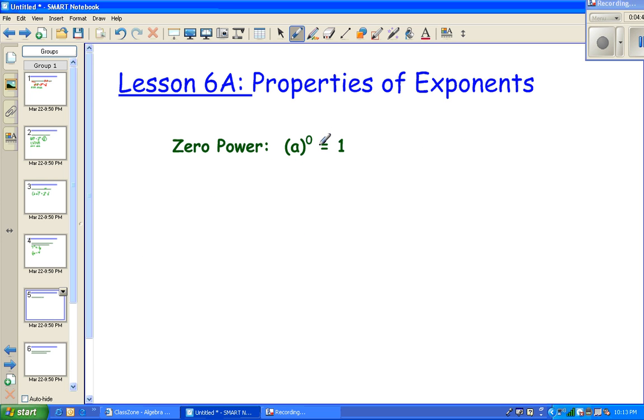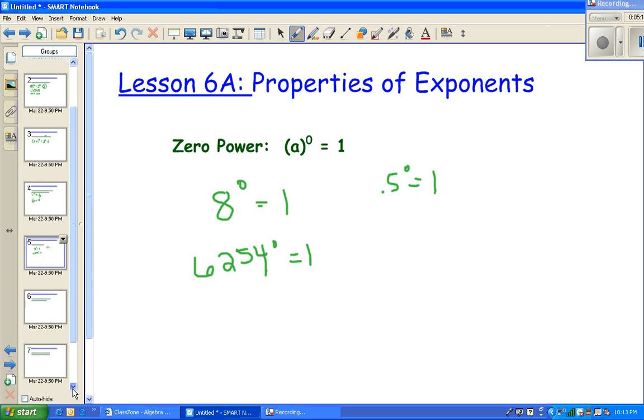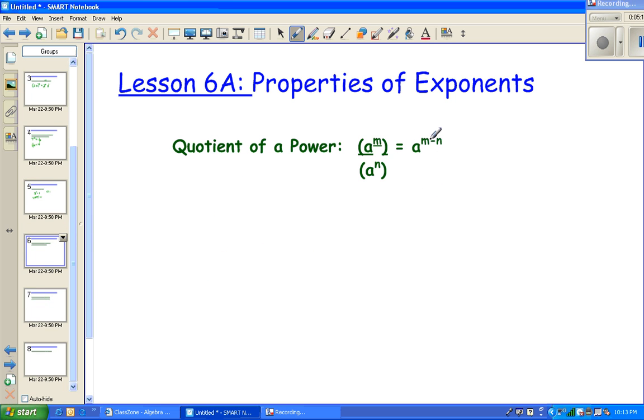Zero power, anything being raised to a 0 power is 1. So if I said 8 to the 0 power, that's 1. If I said 6,254 to the 0 power, that's 1. If I said 0.5 to the 0 power, that's 1. So anything to the 0 power is 1.